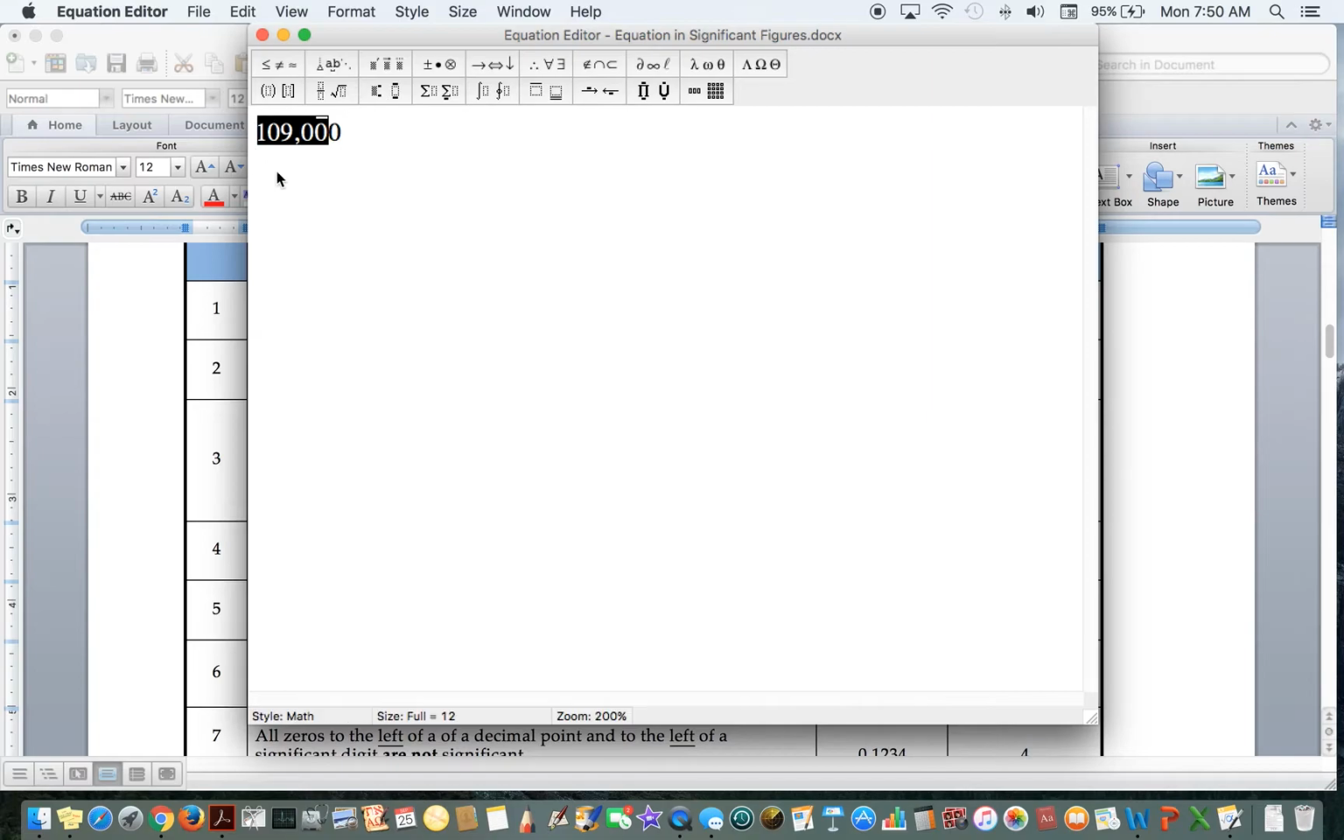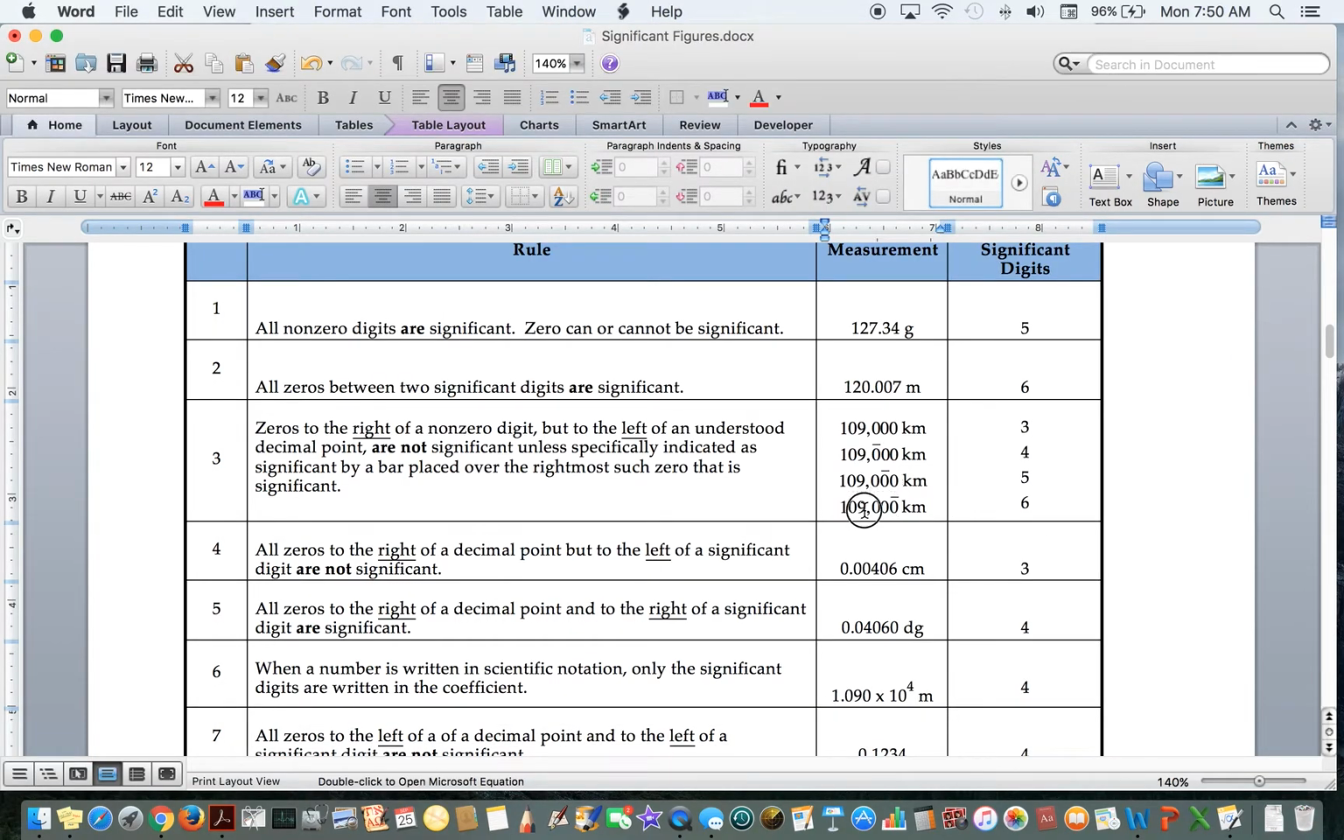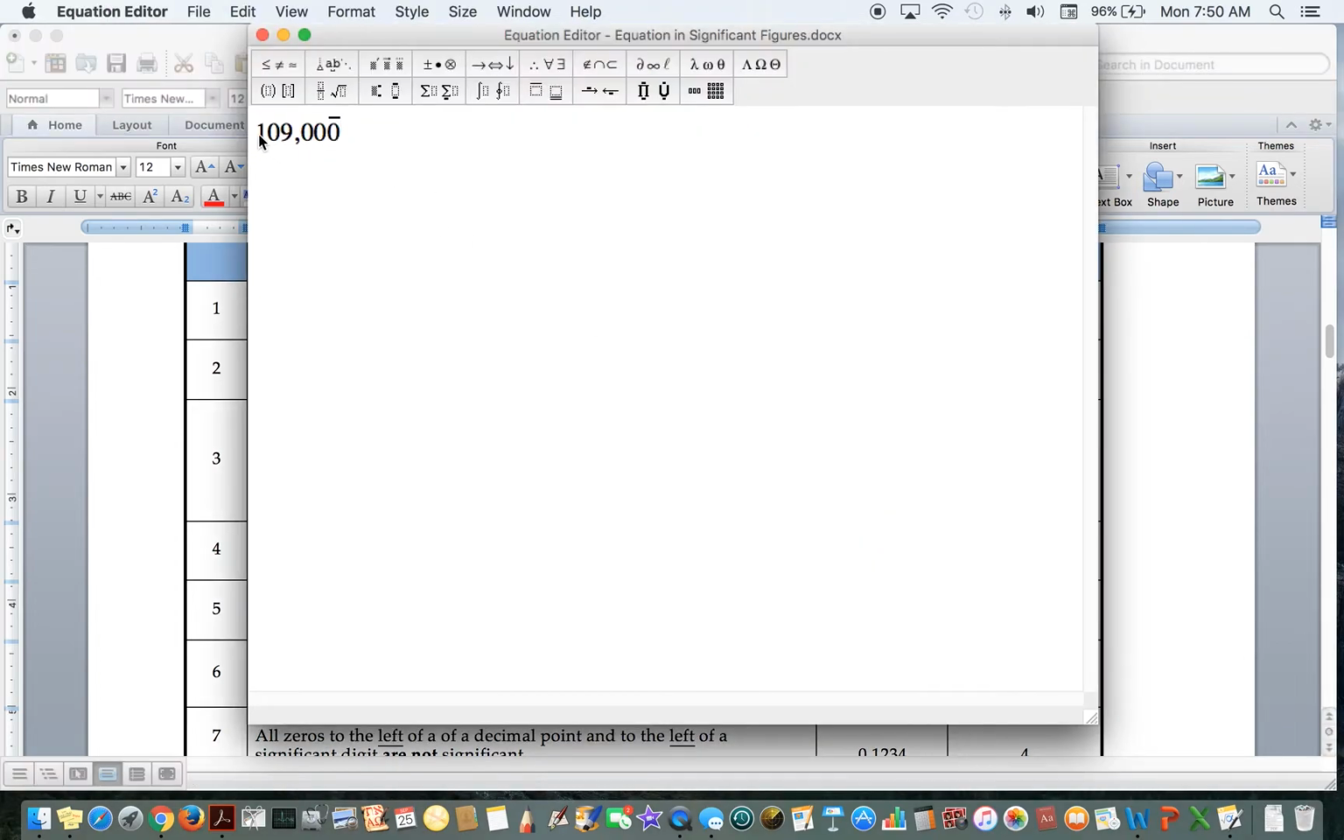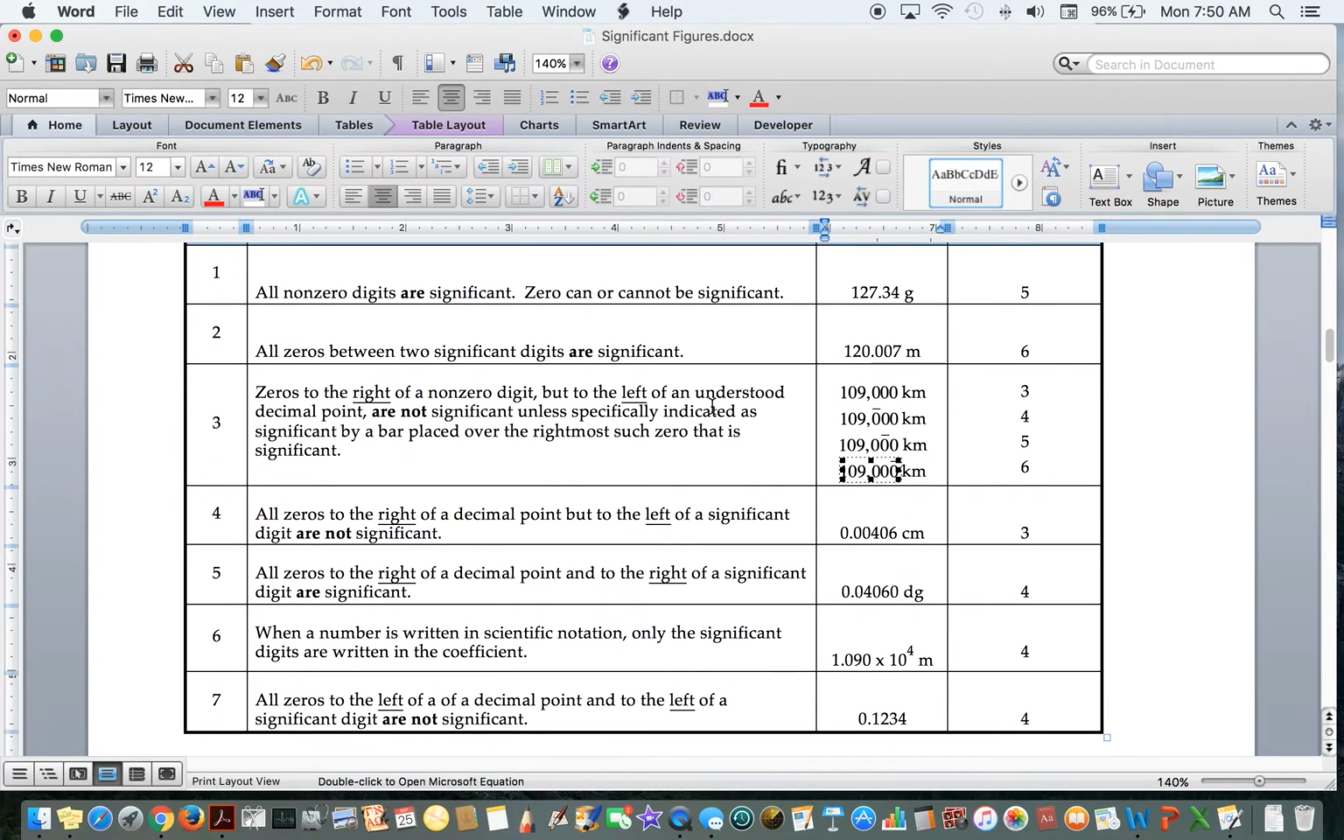And this only pertains to numbers in which you have zeros to the left of the understood decimal point, which would be right there, and nothing beyond that decimal point. And finally, the last one, we have 6 significant figures. All of these numbers are considered to have been measured. This line over the last 0 will tell us that we have measured that particular placeholder.